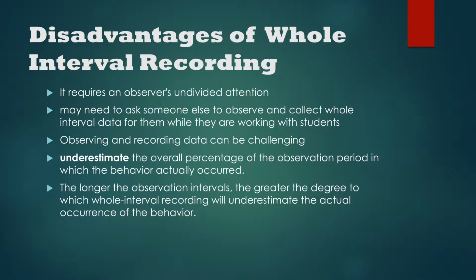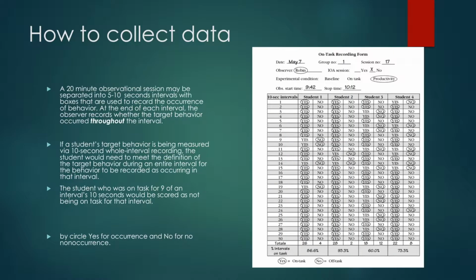Hence, the data obtained with whole interval recording usually underestimate the overall percentage of the observation period in which the behavior actually occurred. The longer the observation intervals, the greater the degree to which whole interval recording will underestimate the actual occurrence of the behavior.